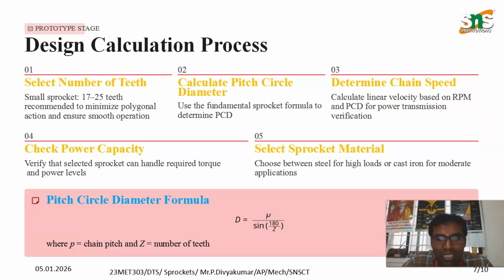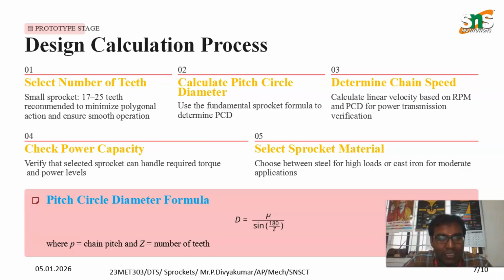First we need to determine the power and speed of the chain drive, where P is the power, N1 is the speed of the driver, and N2 is the required speed of the driven. For that we have one formula, velocity ratio, which is equal to N1 divided by N2. Next we need to select the type of chain. There are different types of chains: roller chain, silent chain, leaf chain, etc. And the chain selection mainly depends upon the power capacity, speed, shock conditions, etc.